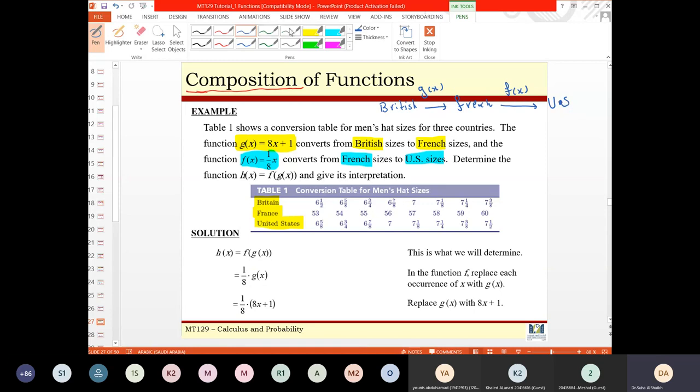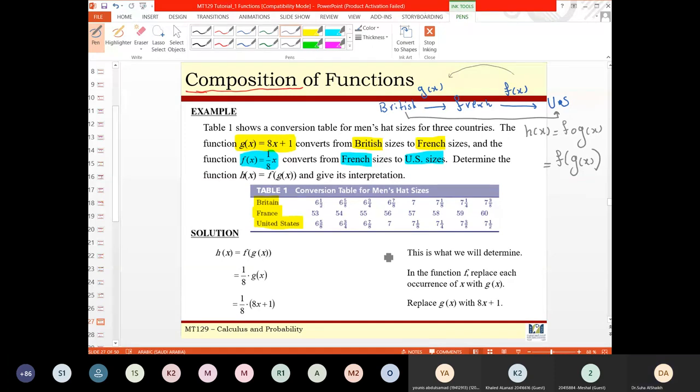What's the thing here? I want a function directly from British to US. Instead of going from British to French and then from French to US, I want a function that I call h of x that will change directly from British to US. Now this function h of x is actually equal to f circle g of x. It is g to f, but the composition is f circle g. Okay, and another way we can write it is f of g of x.